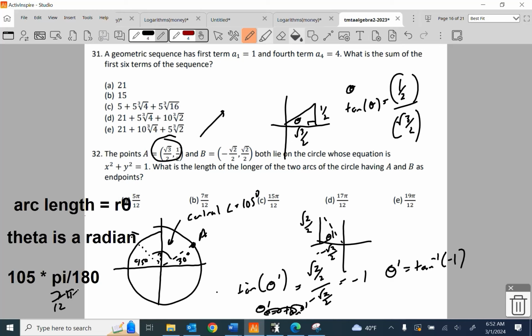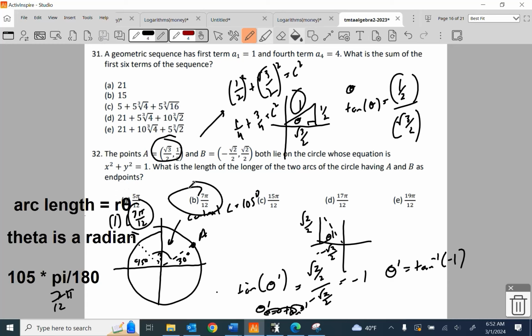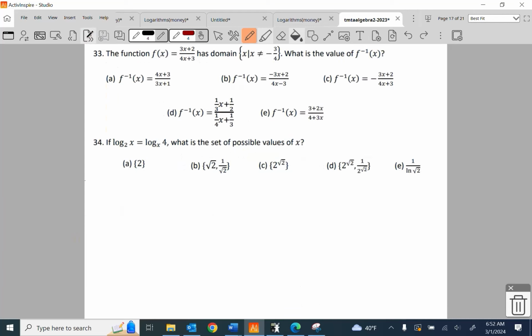Now, what's the radius of this circle? It happens to be 1. If you do a half squared plus root 3 over 2 squared equals c squared, you'll get 1 over 4 plus 3 over 4 equals c squared, and that's 1. So going back to this, the radius is 1, the angle of interest is 7 pi over 12, and anyways, it's choice B all day long. You'll have a little bit of an advantage knowing a little bit of trig.